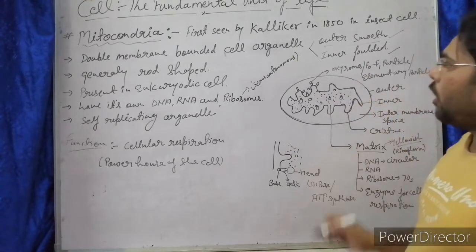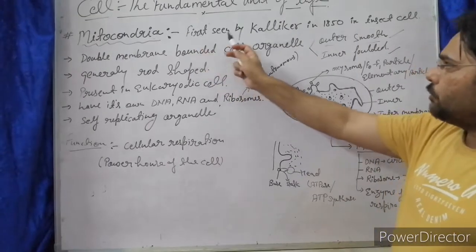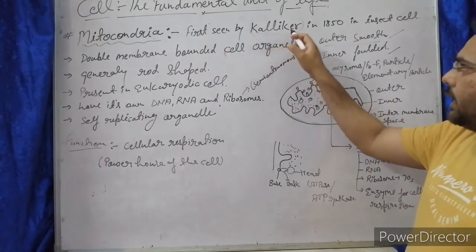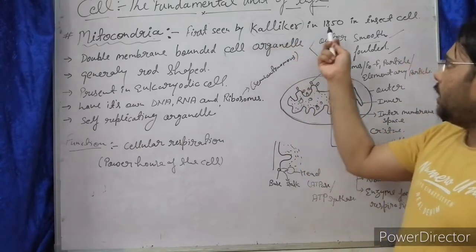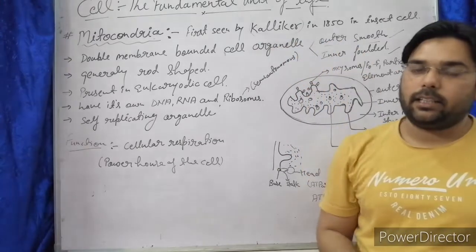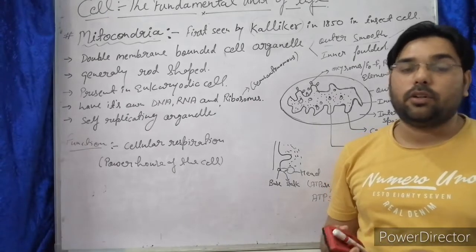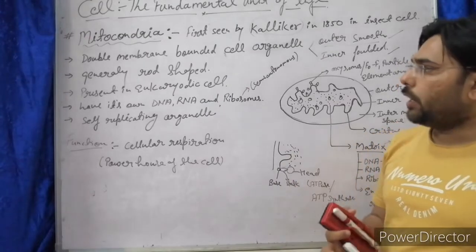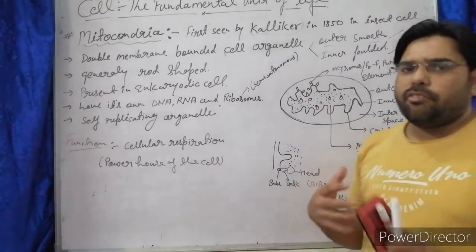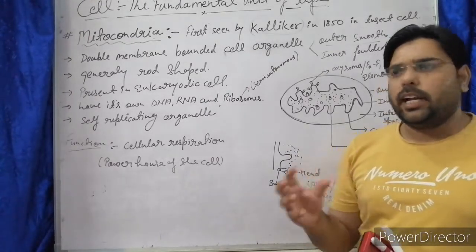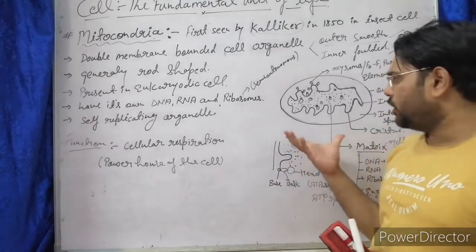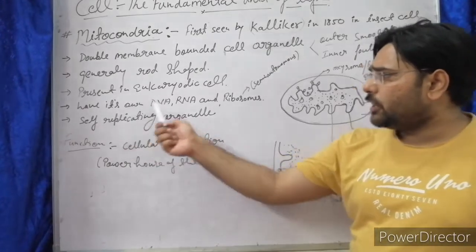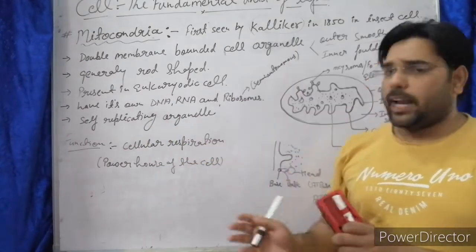Okay students, mitochondria was first seen by Kolliker in 1850 in insects. Kolliker was the scientist who first observed mitochondria in an insect cell. Mitochondria are of various shapes, but generally they are rod shaped.